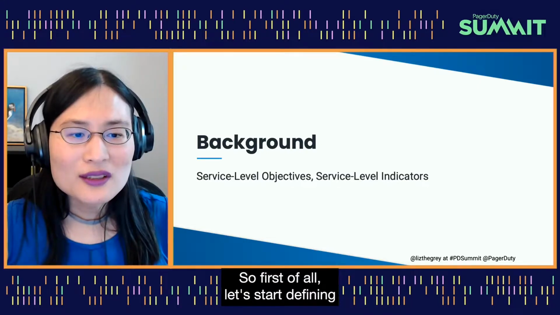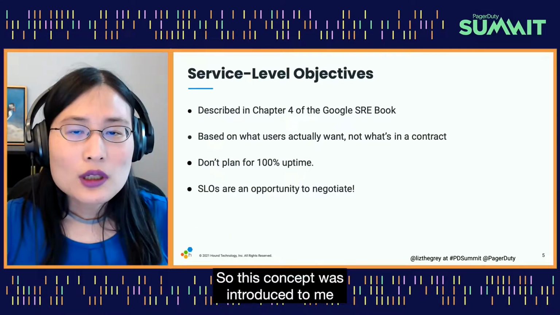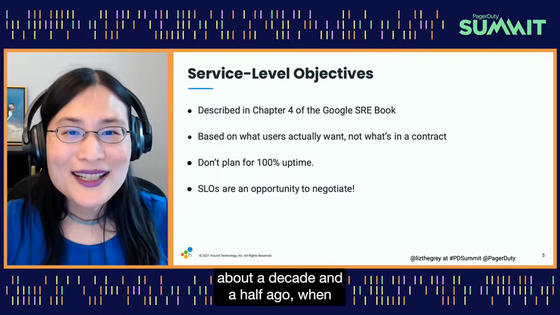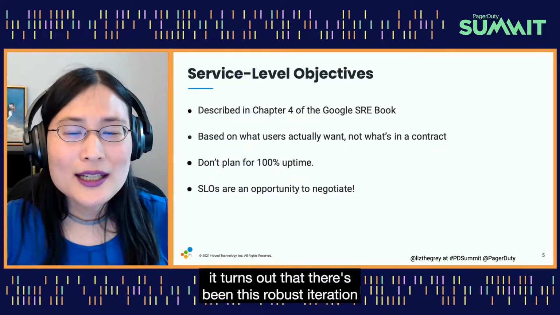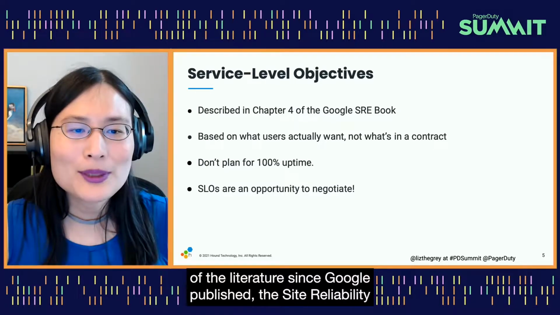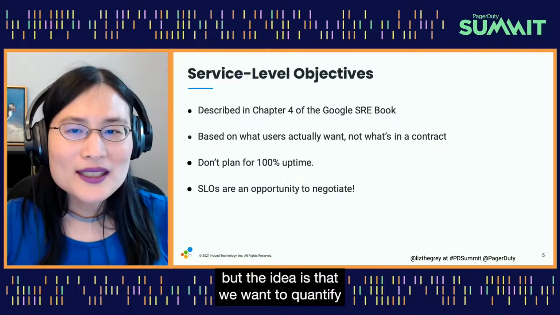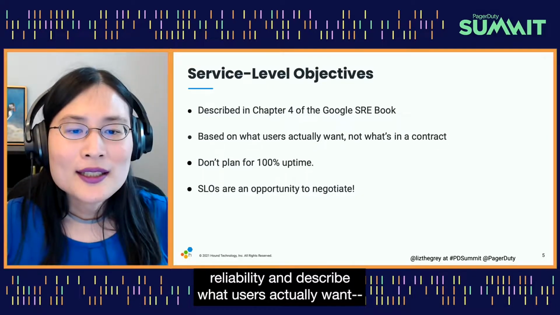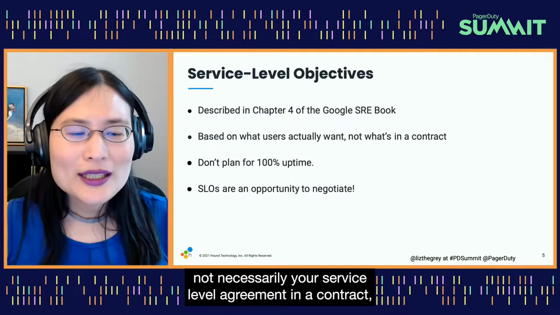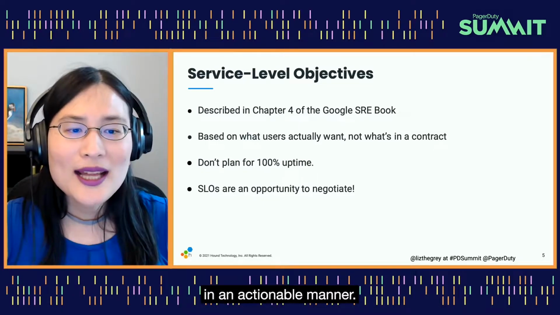So first of all, let's start by defining a service level objective and its companion, the service level indicator. This concept was introduced to me about a decade and a half ago when I started working at Google. But for those of us who are outside the Google ecosystem, it turns out that there's been a robust iteration of the literature since Google published the Site Reliability Engineering book with O'Reilly. In short, you can learn more in Chapter 4, but the idea is that we want to quantify reliability and describe what users actually want, not necessarily your service level agreement in a contract, but instead something that helps your operators maintain a service standard for your customers in an actionable manner.